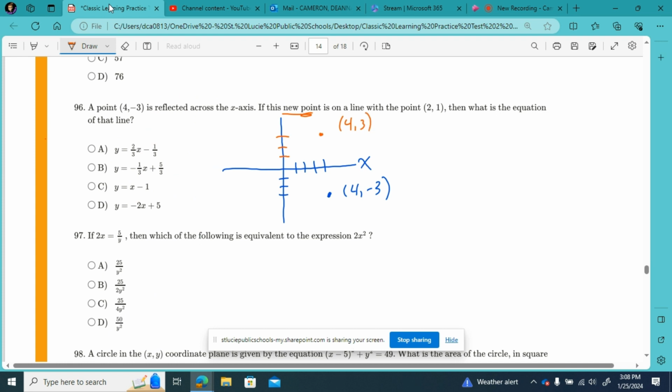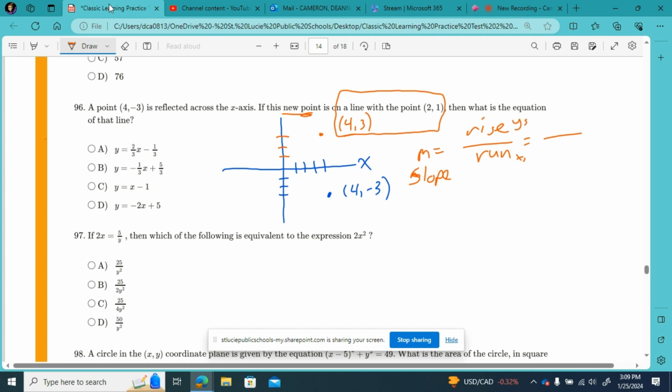If this new point is on a line with the point (2, 1), then what is the equation of that line? I can see in my answer choices that all 4 equations have a different slope. So if I just find the slope between my new point and this one right here, I've got the answer. So slope is your m, slope equals your change in your y's over your change in x. If you can remember, rise over run, that's your change in your y's over your x's.